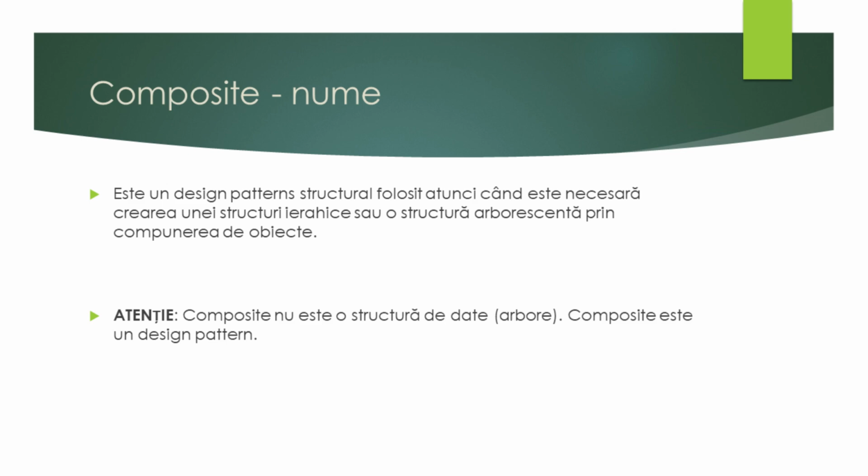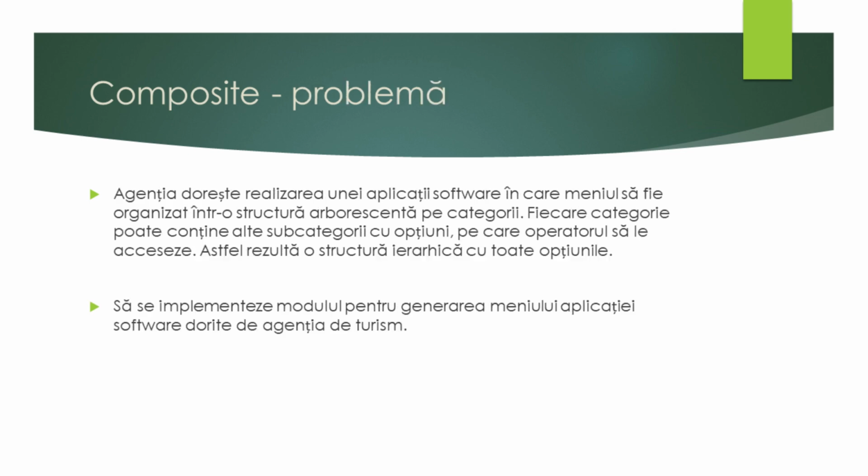Exactly. Okay, so let's try to ground this with a real-world example. The materials mention a travel agency that wants a menu system for their website, and they want it organized in this tree-like structure. So you'd have your main categories like destinations, then break that down further like Europe, Asia, and then finally get down to individual options like Paris City Tour. Perfect example. And that's where the problem comes in. How do you actually code that in a way that's, well, manageable? That's where composite comes in.